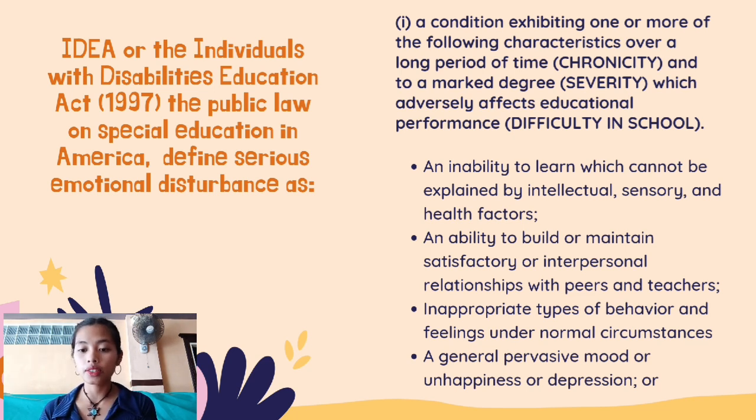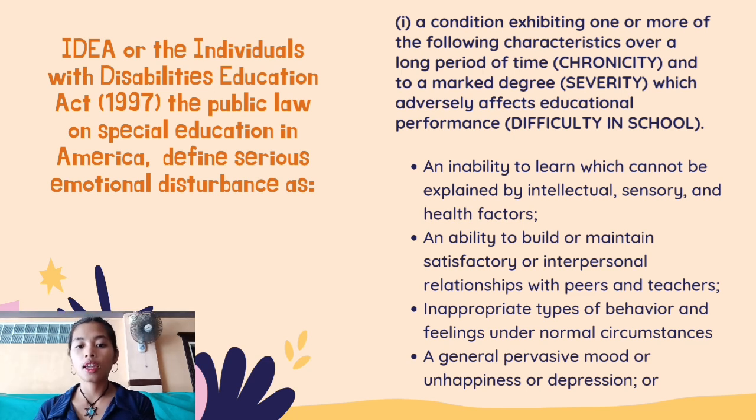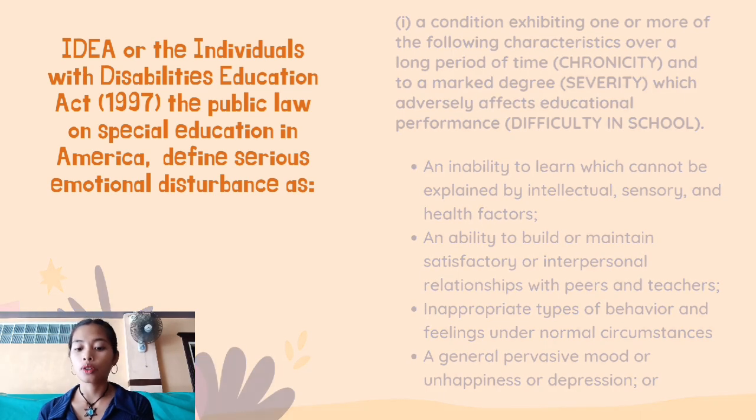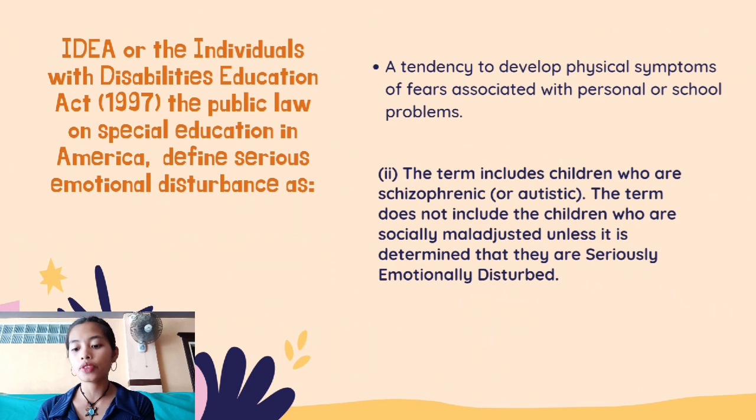which adversely affects educational performance, which is difficulty in school. So the first definition of IDEA has 5 types of problems or characteristics that a child with serious emotional disturbance exhibits. First is an inability to learn, which cannot be explained by intellectual, sensory, or health factors. Second, an inability to build interpersonal relationships with peers and teachers. Third is inappropriate types of behavior and feelings under normal circumstances. Fourth, a general pervasive mood of unhappiness or depression. And the fifth one is a tendency to develop physical symptoms or fears associated with personal problems.